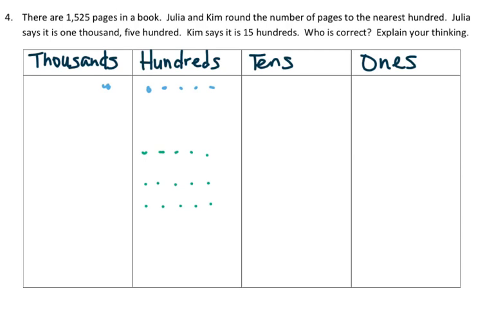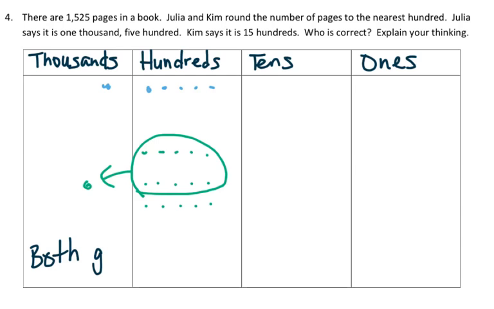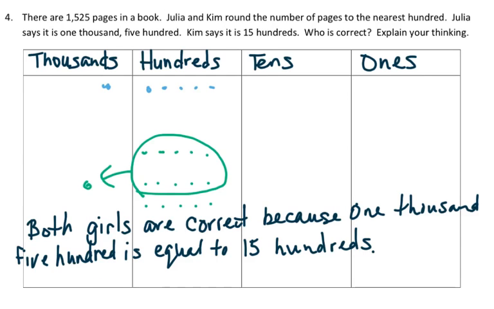Well, if you look at Kim, her 15 hundreds, we can regroup this 10 hundreds to make that 1,000 right there. So what Julia is saying for 1,500 is equal to what Kim is saying for her 15 hundreds. So who is correct? The answer is that they're both correct. So I wrote both girls are correct because 1,500 is equal to 15 hundreds.